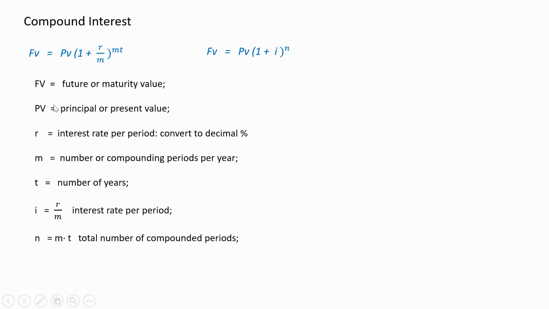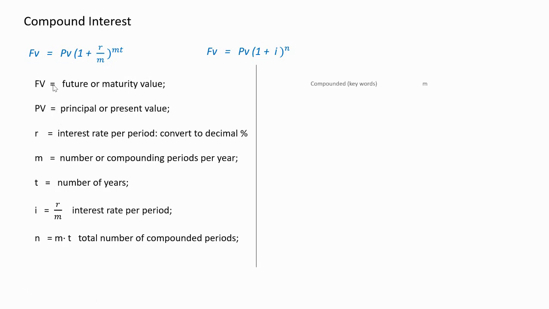Here is what everything stands for. FV stands for the future or maturity value. PV stands for the principal or present value. R stands for the interest rate per period, converted to a decimal. M stands for the number of compounding periods per year. T stands for the number of years. I stands for the interest rate per period, which is R divided by M. And N stands for the total number of compound periods, which is M times T.